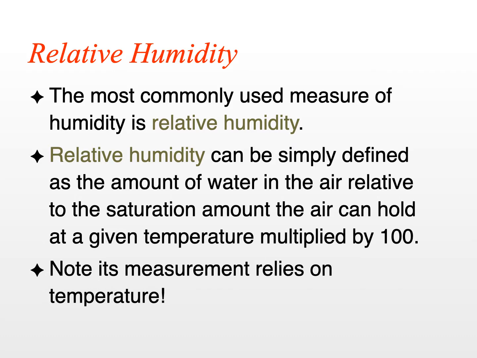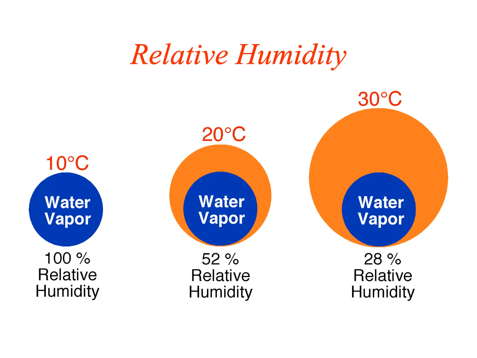Now, relative humidity is the measure that we commonly see on the weather network or in weather forecasts. And relative humidity is tricky because it relies on temperature. It's a relative measure. Relative humidity can be simply defined as the amount of water in the air relative to the saturation amount the air can hold at a given temperature, multiplied by 100. So in a mass of air, the relative humidity is a function of temperature.